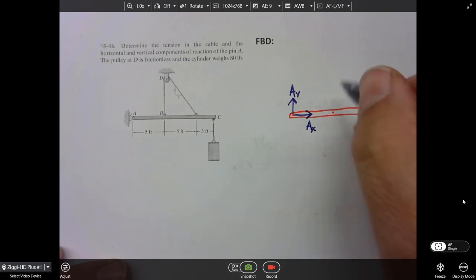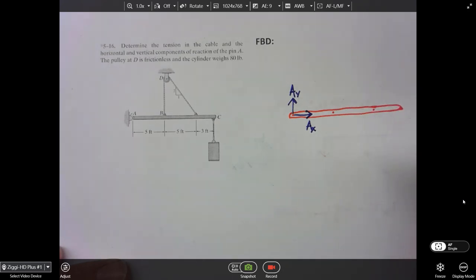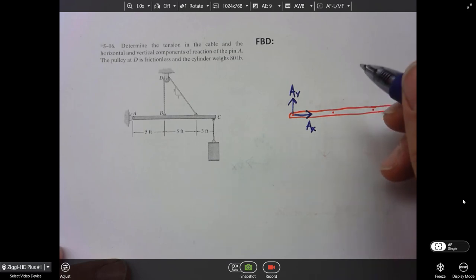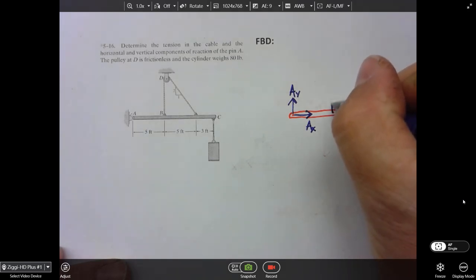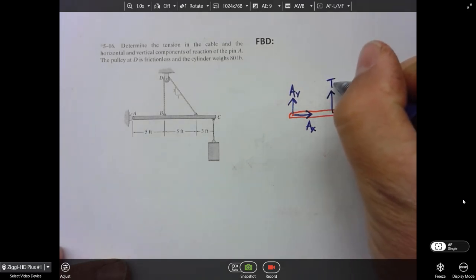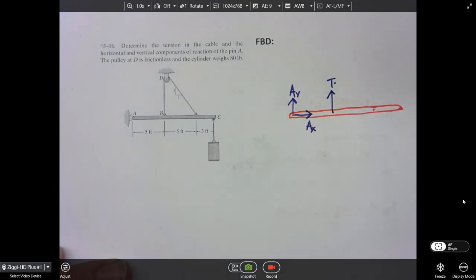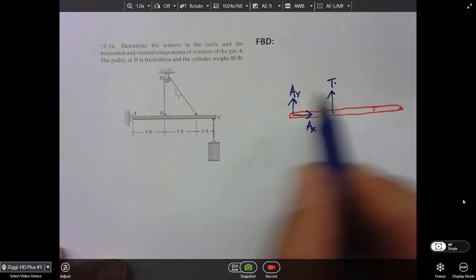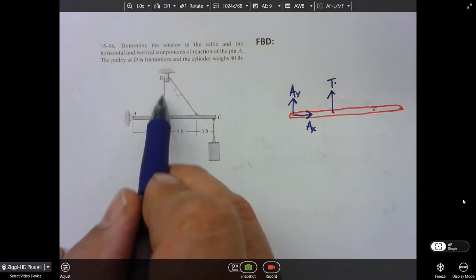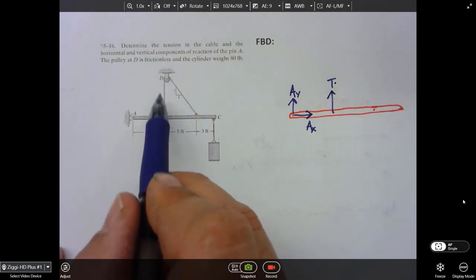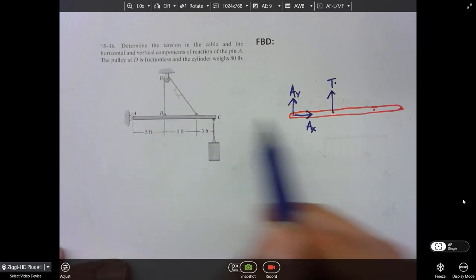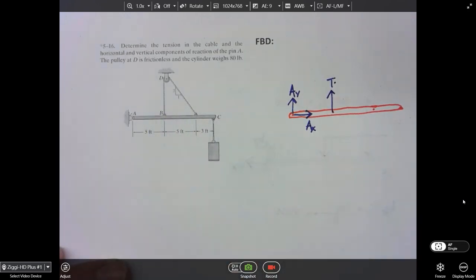Point B, the rope. What direction, Brendan, do you think the rope is going to pull? In the Y, right? So we would just say that this is the tension, we'll just call it T for now. Okay? And it's straight up because the rope is straight up. And we know that when a cable or rope or anything interacts with something, its force is directed along the line of that rope. Okay?